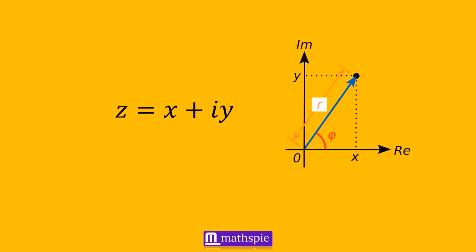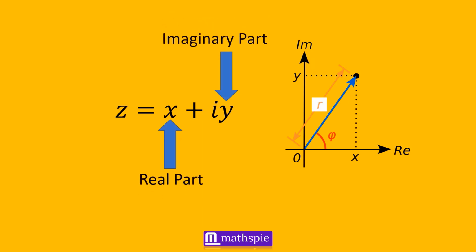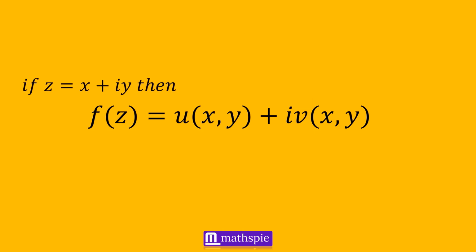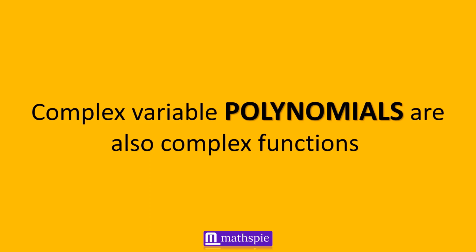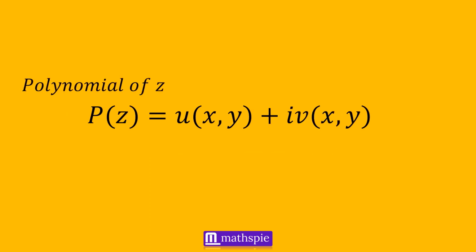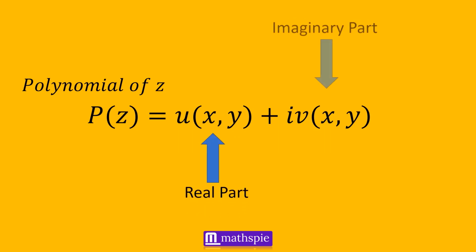We know that each complex number z equals x plus iy has two parts, real part x and imaginary part y. Similarly, complex functions have a real part and an imaginary part, but the real and imaginary parts are functions of x and y. Therefore, f of z is a function of x and y. Complex variable polynomials are also complex functions, so polynomials also have a real part and an imaginary part.